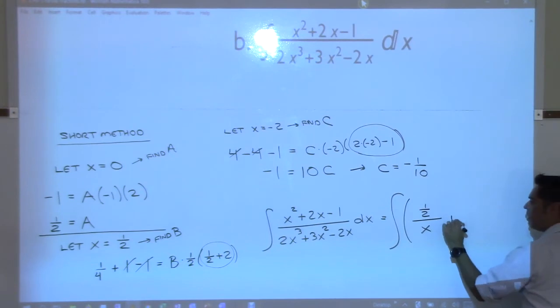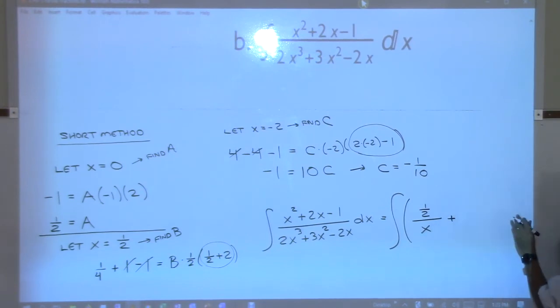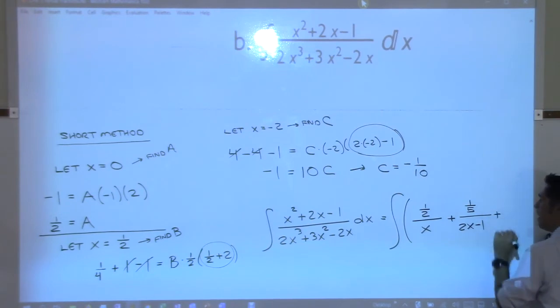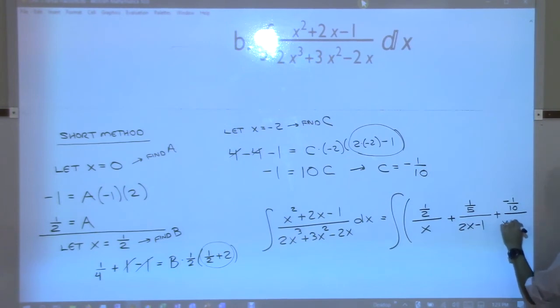And then plus, now it should be B over 2x minus 1. And B for us was 1/5, so I put 1/5 over 2x minus 1. And then finally we have C, which is -1/10 over that last factor, which was x plus 2, and then dx.